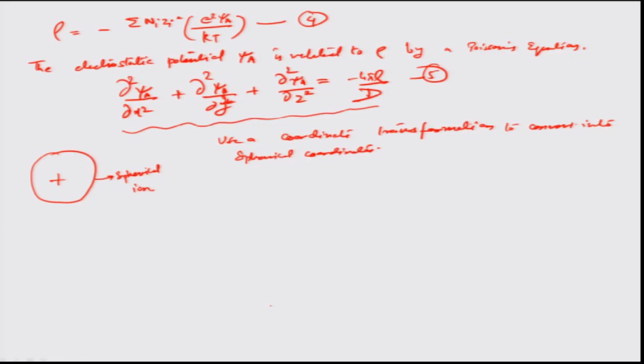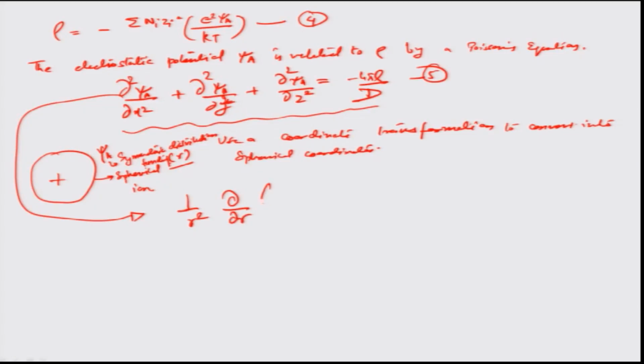So, here obviously we consider this to be a symmetric distribution of charges, which is really creating a potential function which is also a symmetric distribution, and it is only a function of r. So, it is a function of radius r. Assuming that, we have this equation right here converted into 1 by r square del by del r times of r square del xi a by del r equal to minus 4 pi rho by d.